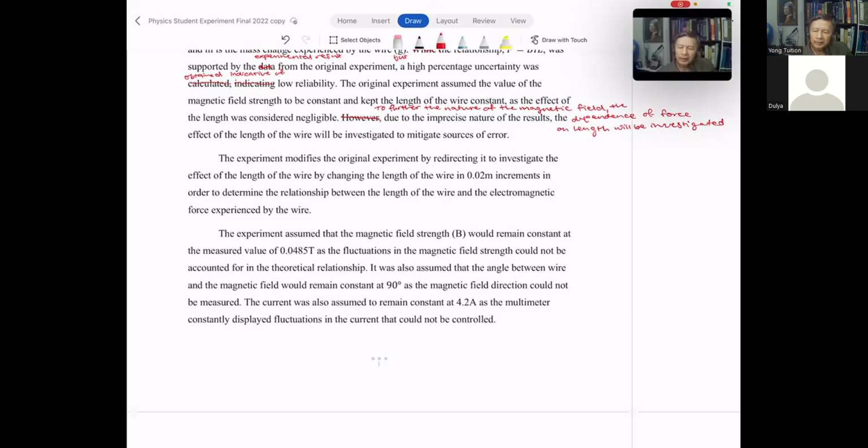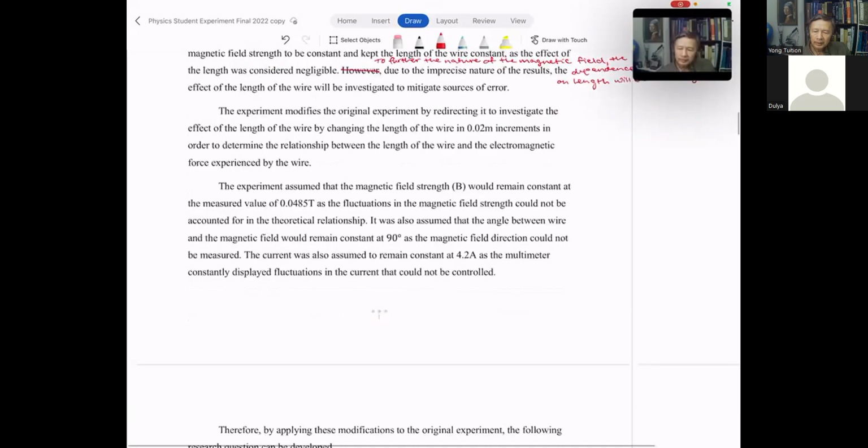It was also assumed that the angle between the wire and the magnetic field would remain constant at 90 degrees, as the magnetic field direction could not be measured. The current was also assumed to remain constant at 4.2. But can you say 90 degrees as the magnetic field direction could not be measured? Could not be precisely determined. Yes, you are not dealing with an ideal uniform magnetic field, right? The current was assumed to remain constant in case of fluctuation.